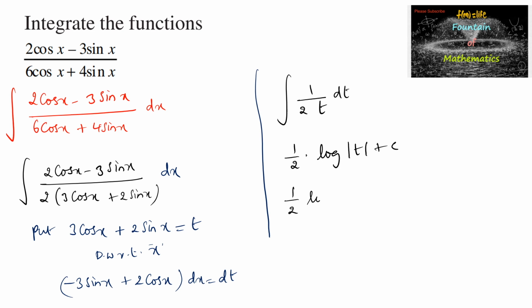So we can write 1 by 2 log mod of t, which is nothing but 1 by 2 log mod of 3 cos x plus 2 sin x, plus some constant c.